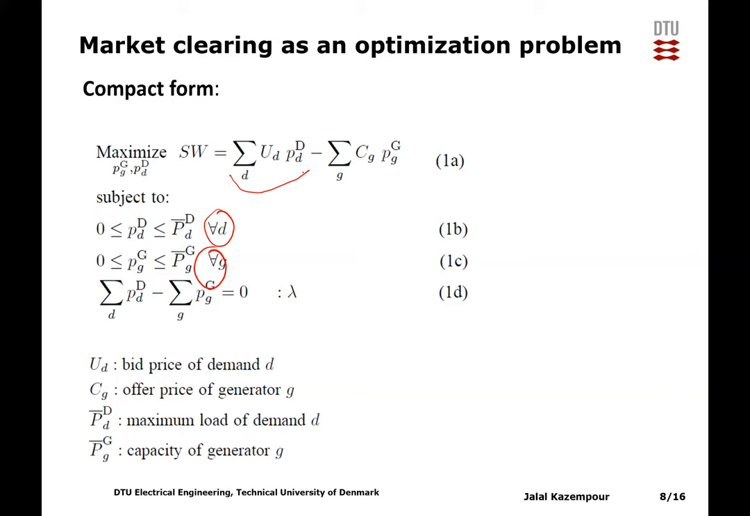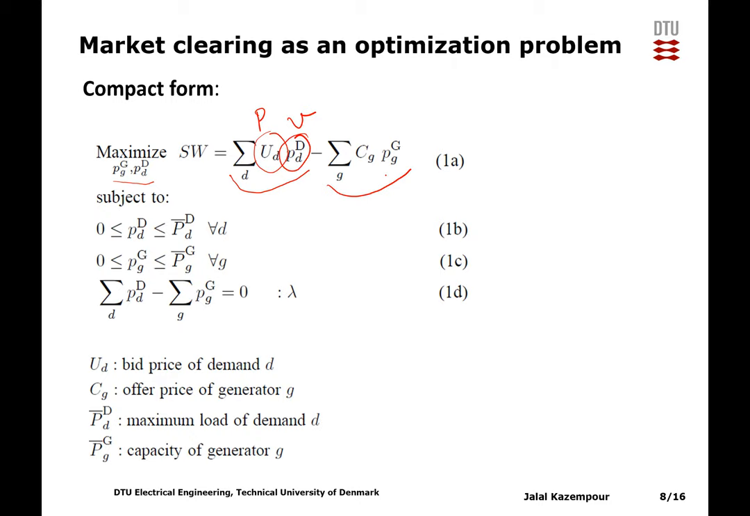It's the sum of the utility over all the demands. Yes. So for all demands D, U_D, is it a parameter or variable? U_D is a parameter, because it's not listed here as a decision variable. It's the bid price of the demands, or utility price of the demands. Yes, so it's a parameter. What about P_D? P_D are decision variables, to be found from the optimization. It's a variable, exactly.